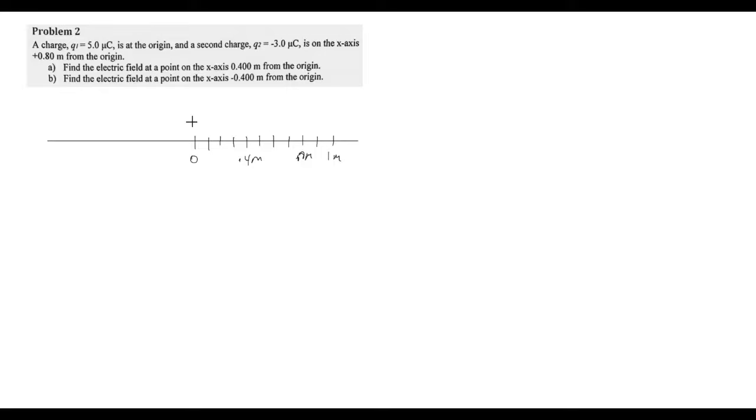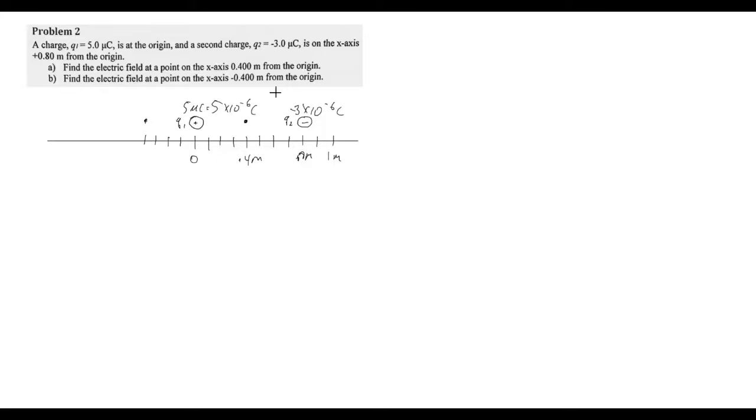And so we have one charge here at the origin, which is a positive charge and has a charge of 5 microcoulombs, that is to say 5 times 10 to the negative 6 coulombs. Then we have another charge at 0.8 meters, which is over here. This one, Q2, this is Q1, this is Q2, has a negative charge of 3 microcoulombs, 3 times 10 to the negative 6 coulombs. All right, and so we are asked to find the E field at a point 0.4 over here, and at a point negative 0.4, 2, 3, 4 over here.